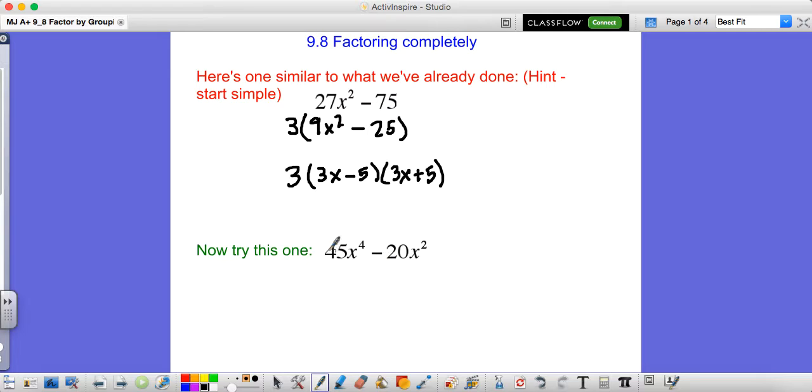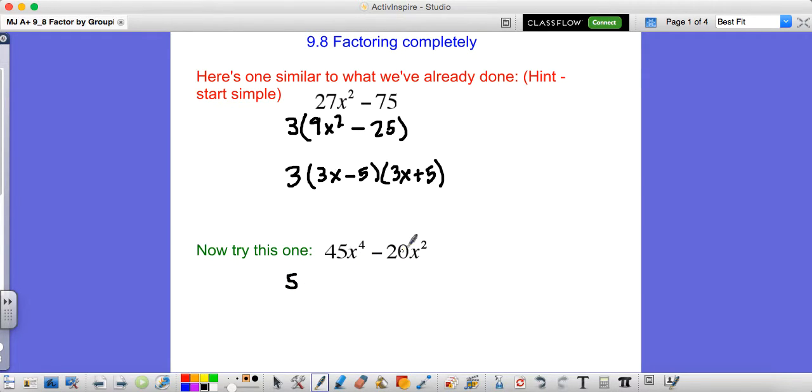So using that same idea, let's try this one on the bottom. We have 45x to the fourth minus 20x squared. First thing we need to ask is, what common monomial can we factor out? Well, let's start with just looking at 45 and 20. What number goes into both of those? What's the greatest common factor? The answer here would be 5. So we can definitely factor out a 5.